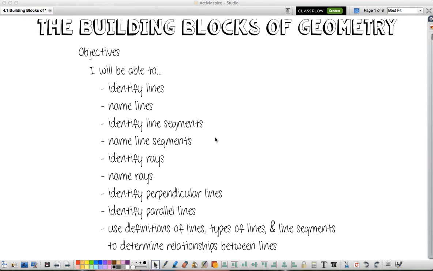Welcome to part 2 of the building blocks of geometry. This lesson is going to focus on perpendicular, parallel, skew, and intersecting lines.